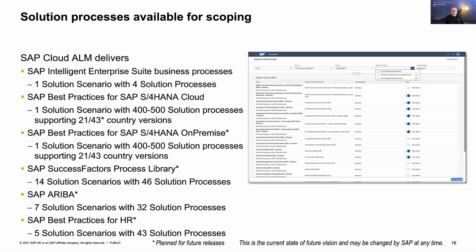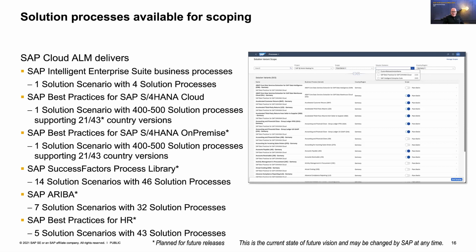Okay, how does that work? Or what processes are available for scoping? So far, we always talked about the intelligent enterprise suite processes, and we talked about SAP best practices for S/4HANA Cloud. That was already a good portion of content. But over the next months, we plan to extend that by several other processes. So first of all, we also want to add the on-premise scope, and we also want to increase the country version coverage. So we are right now working on these extensions.